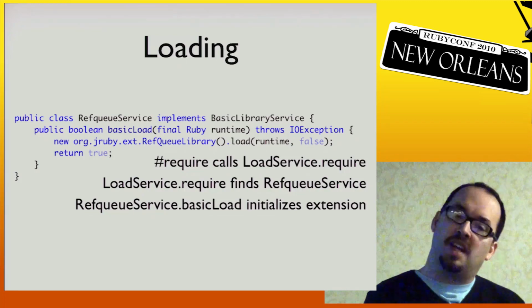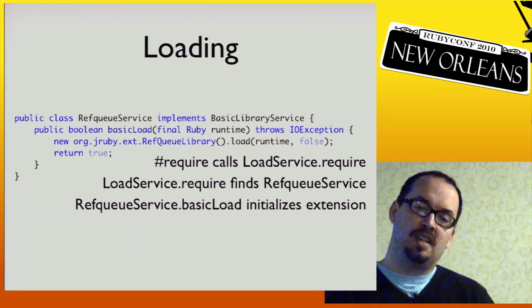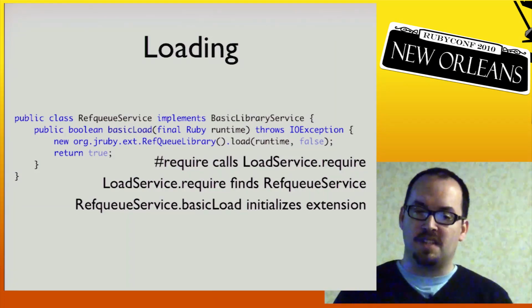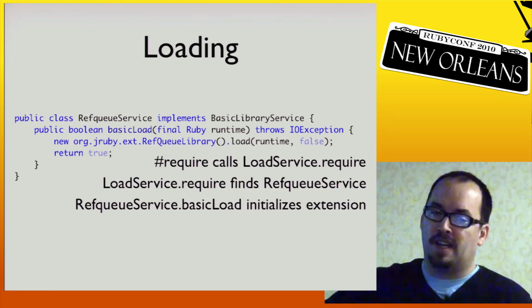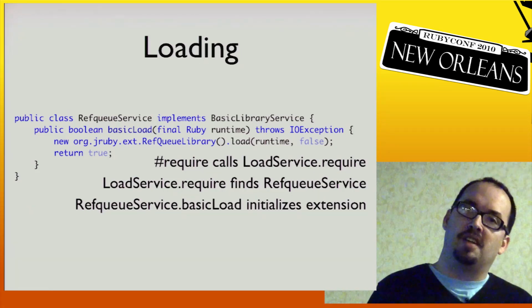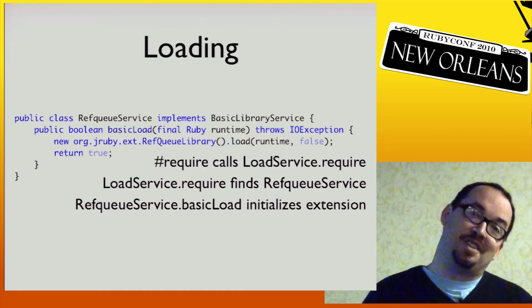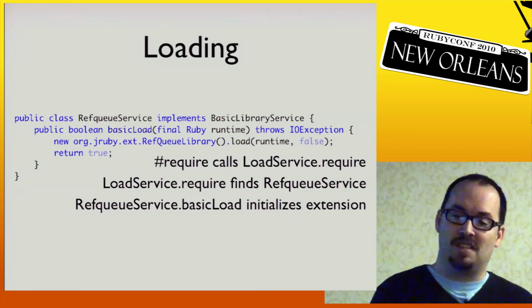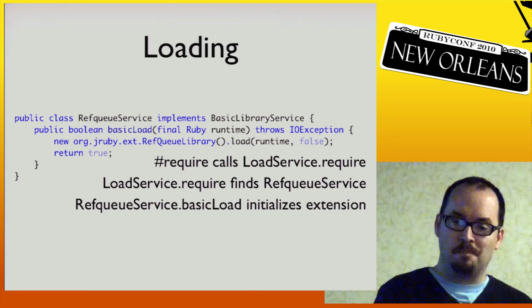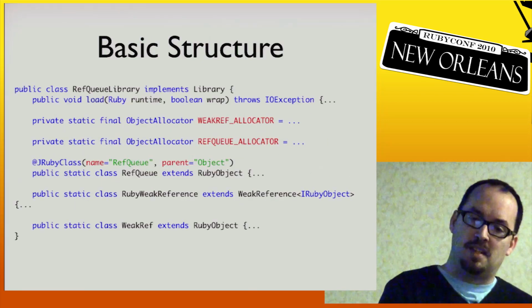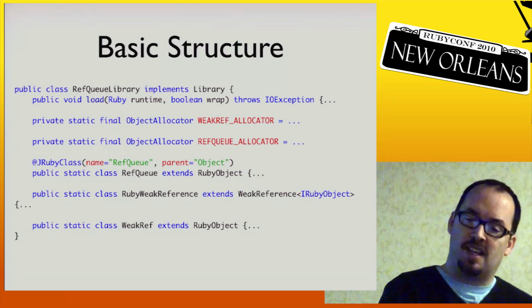And now basic load has to go and bootstrap the actual library, and you can see that it's constructing an instance of refq library and then calling load on it. If it's able to load it, it returns true. If it can't, it returns false. That makes sense, right? And if something horribly went wrong, then we'll throw an exception. So let's burrow down into the refq library class.